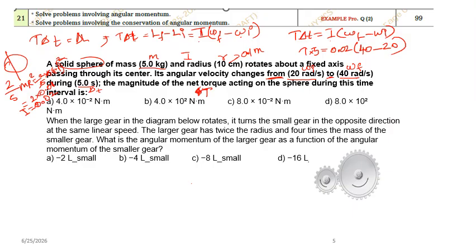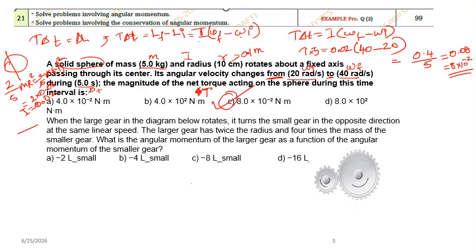So how much would it be? In this situation, it will become 20 into 0.02, which is 0.4, divided by 5, so I will get 0.08. I can write 0.08 as 8 into 10 to the power minus 2. So 8 into 10 to the power minus 2 Newton meter. So this will be the correct answer.